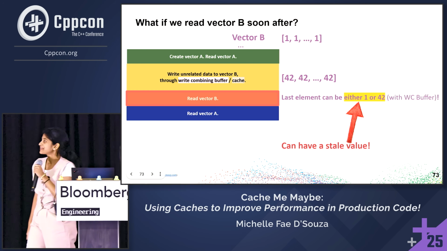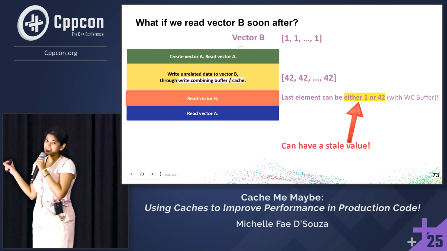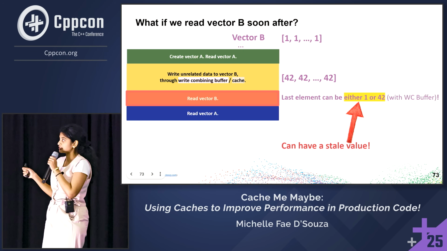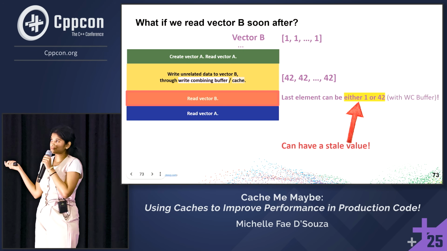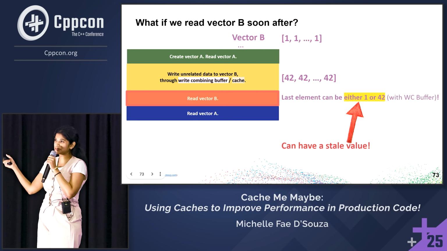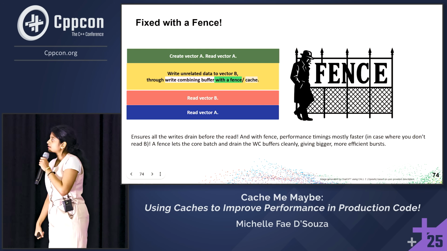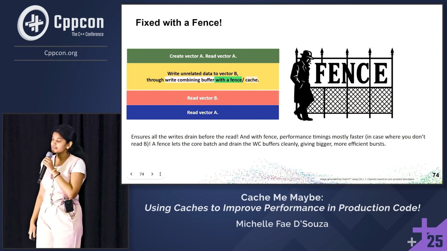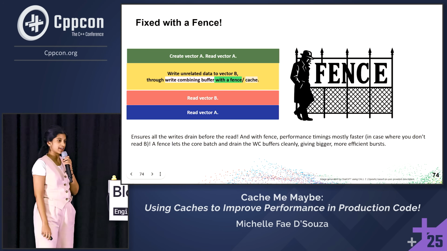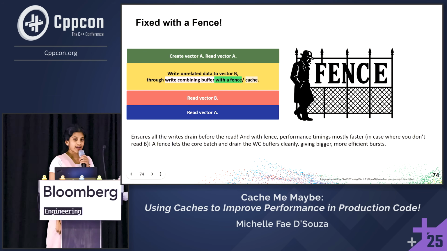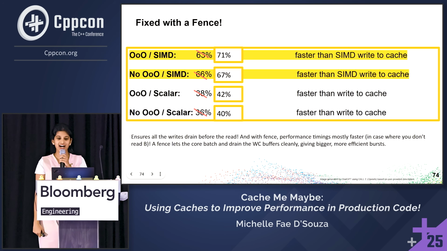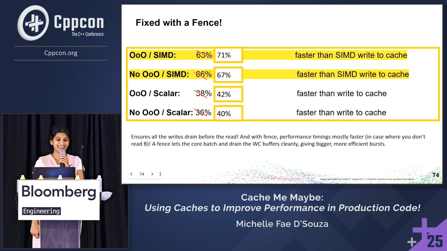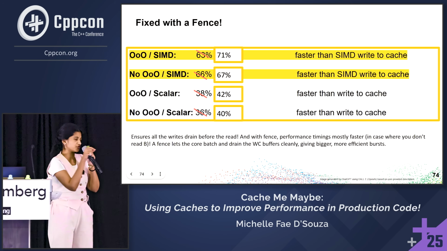But we found it. So that value that is in vector B can actually either be 1 or 42. It just depends on what made its way into primary memory. And we can fix this with a fence, like an earlier comment was made. And this will ensure that all the writes drain before the read. And actually, with this fence, our performance timings mostly get faster. And this is in the case where you don't have the read of vector B right after.